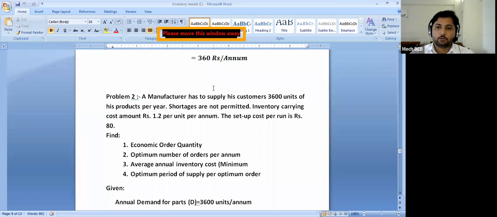Shortages are not permitted. Inventory carrying cost amount is rupees 1.2 per unit per annum. The setup cost per run is rupees 80.